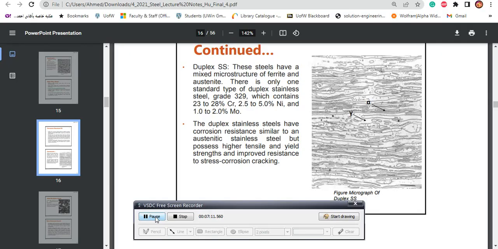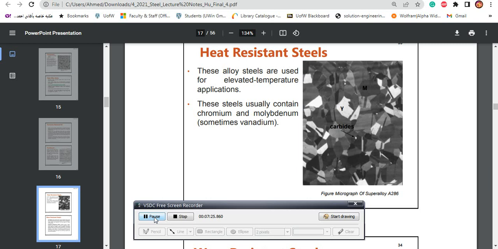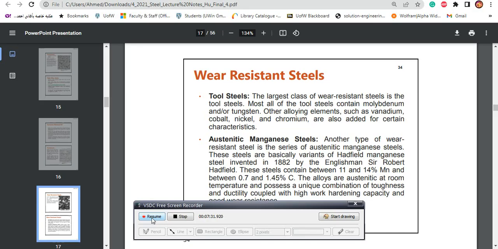Duplex stainless steels have ferrite and austenite and a high percentage of chromium, and they look like white lines, white, and then we have gray lines. Heat resistant steels have high chromium and molybdenum, and they look quite dark. Tool steels have molybdenum and tungsten.